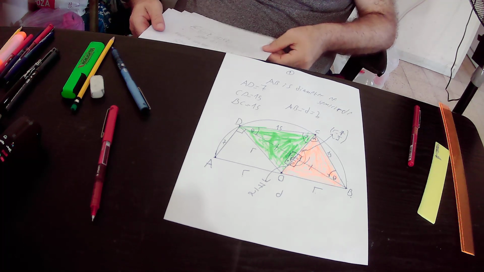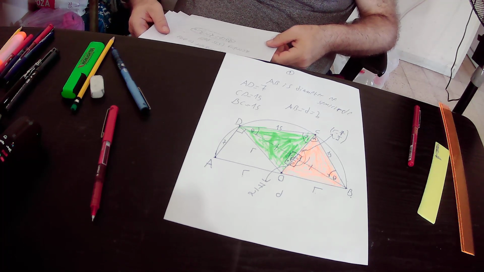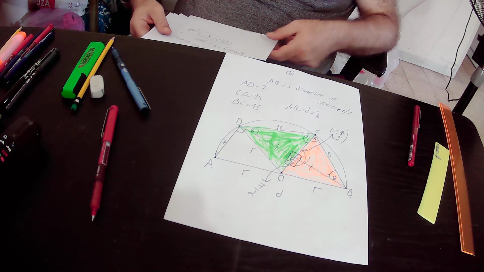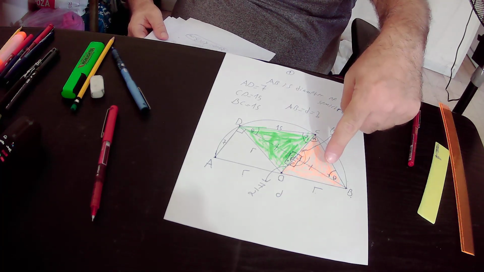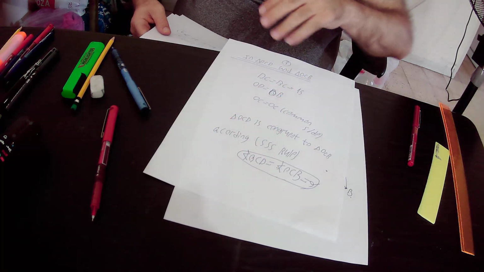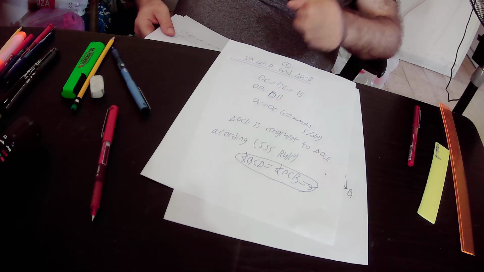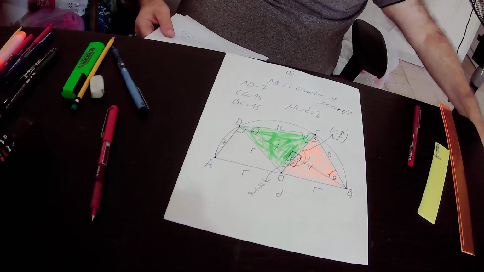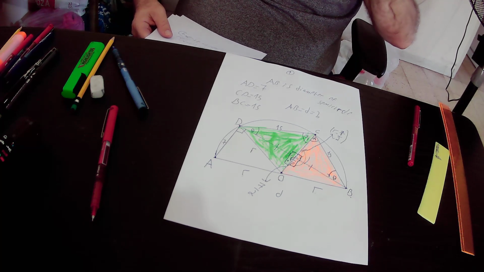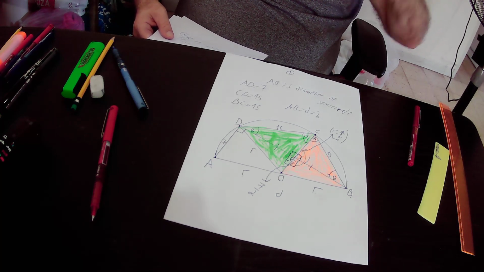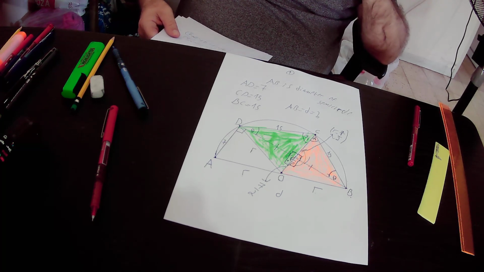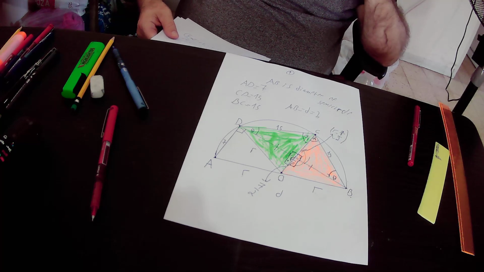Therefore, according to the side-side-side rule, the green triangle is congruent to the orange triangle. According to the side rule, that is to say, if you have 2 triangles where 3 sides of one triangle are equal to 3 sides of the other triangle, then those 2 triangles are congruent to each other.